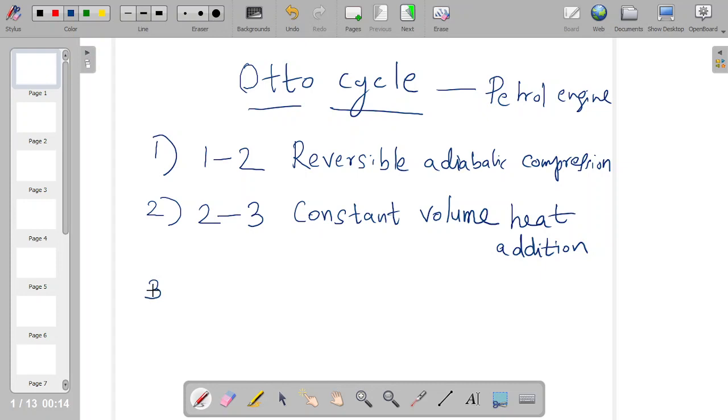So that is why it is considered as constant volume heat addition. Then we have next process, that is 3 to 4. It is just the opposite of first one, that is reversible adiabatic expansion. So this is corresponding to the power stroke of an actual engine. So we have reversible adiabatic expansion.